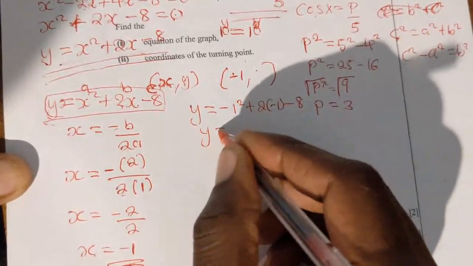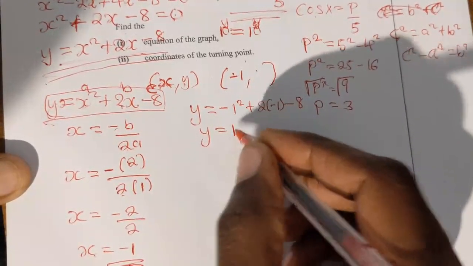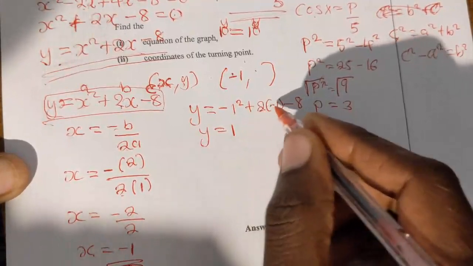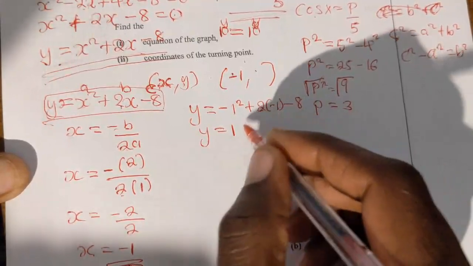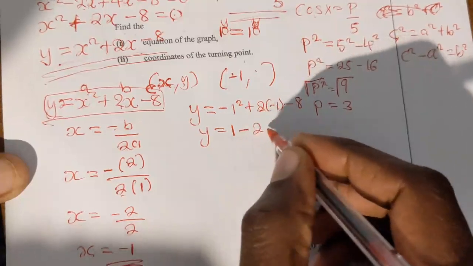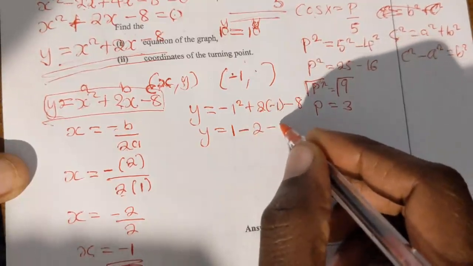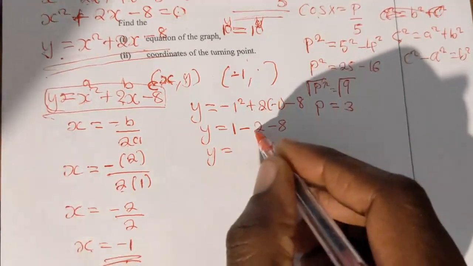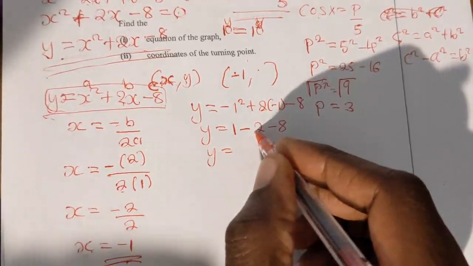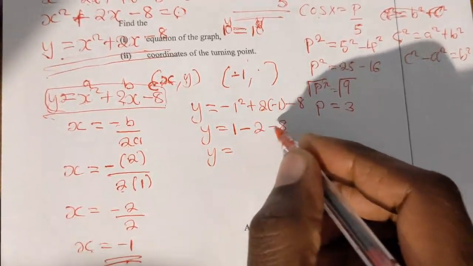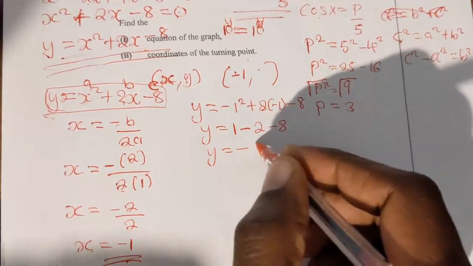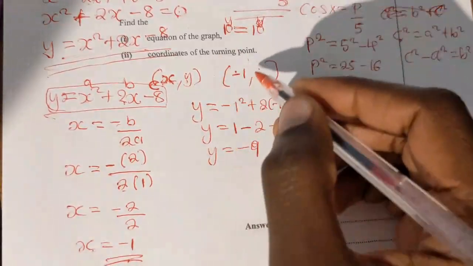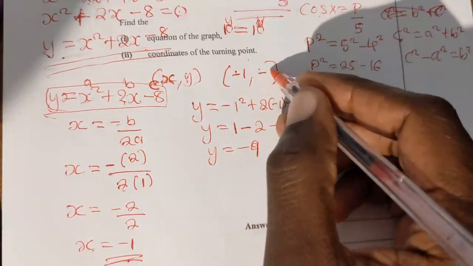So y is equal to 1 squared, which is just 1. Then 2 times negative 1 is negative 2, then negative 8. So y is equal to 1 minus 2, which is negative 1. So negative 1 minus 8, you're going to have negative 9.